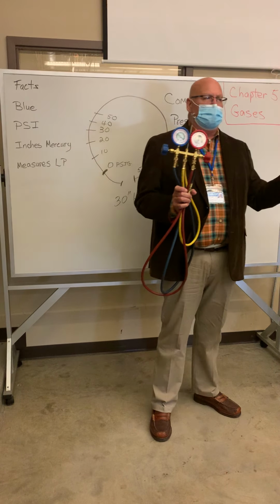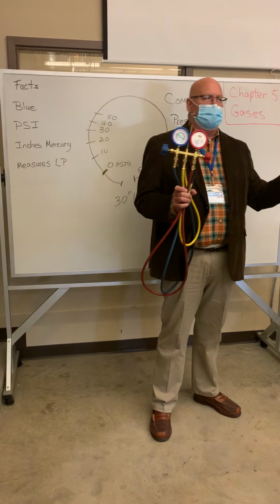Another thing about the gauge, I made a little drawing of a gauge here, it's not that good. The blue gauge is also called a compound gauge. So the blue gauge is called a compound gauge because it reads two pressure readings. The one that you see that starts at 0 and goes 10 pounds, 20 pounds, 30 pounds, 40 pounds, 50, all the way to 500 pounds.